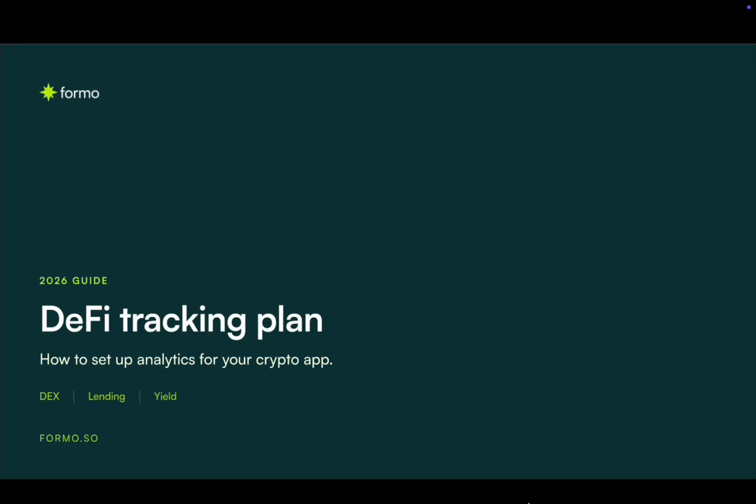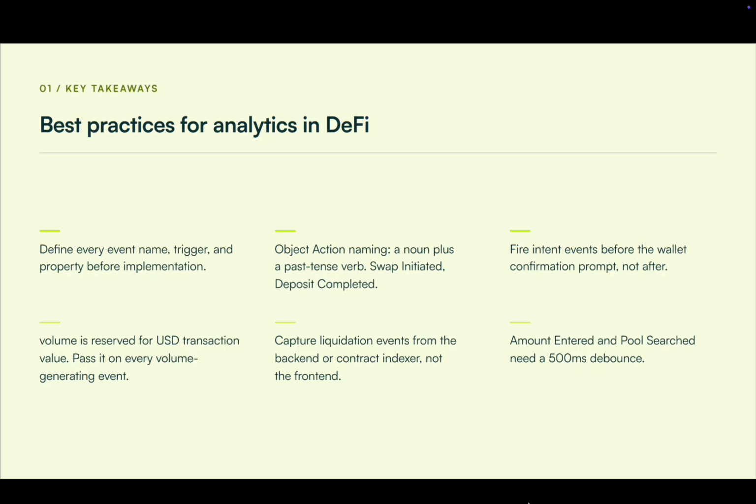If you're building a DeFi app, your analytics should not start with a dashboard. They should start with a tracking plan. In this guide, we'll walk through how to design a production-ready tracking plan for 3 common DeFi app types: DEXs, lending protocols, and yield vaults. The goal is simple. Make sure the data your app generates is consistent, complete, and useful for product and growth decisions. There are 6 rules to keep in mind throughout the implementation.